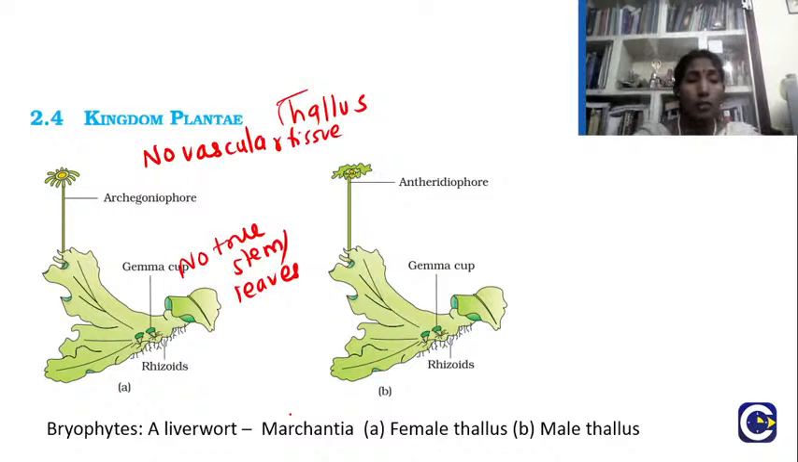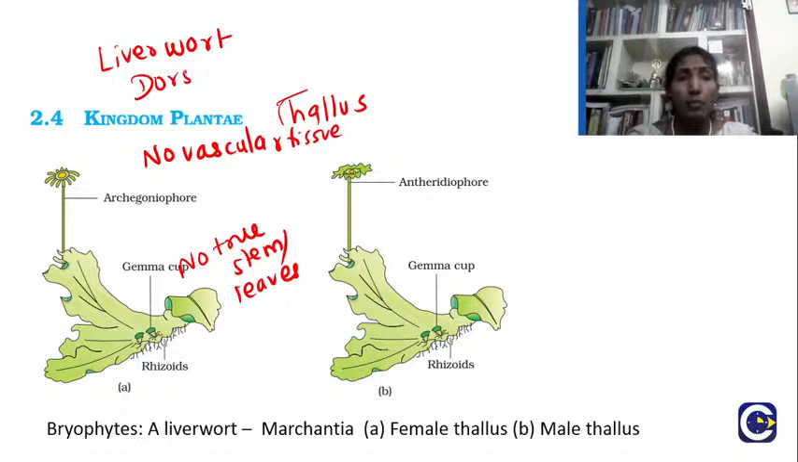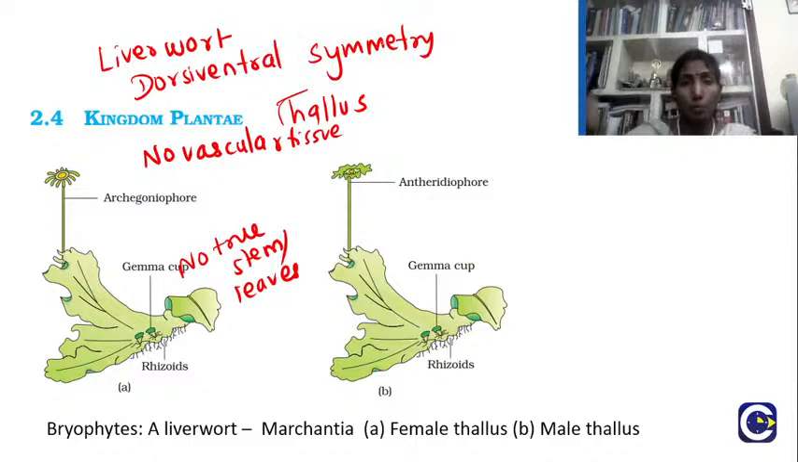Regarding the difference between a liverwort and mosses, liverwort will have dorsiventral symmetry. Almost, if you cut it dorsally and ventrally, it looks the same. Okay, so in liverworts the plant will grow thallus-like, with dichotomous branching. Okay, rhizoids will be unicellular, like this.